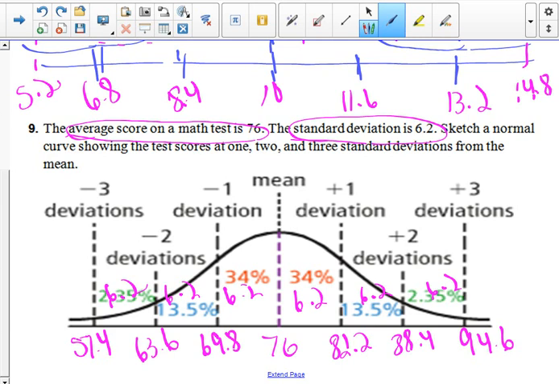Okay, good. So let's analyze this for a second. And I use this chart for a reason. If I ask you what percent of the scores fall between 69.8 and 82.2, it would give us this in the shaded region, right? So you would say, well, 34 plus 34, 68% of the test scores fall between 69.8 and 82.2. Do you see how to read those charts?